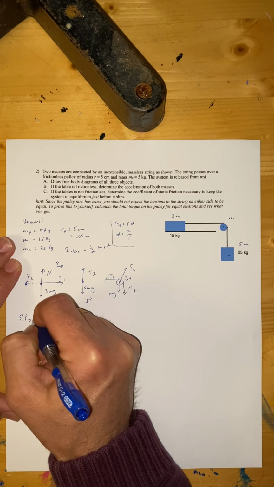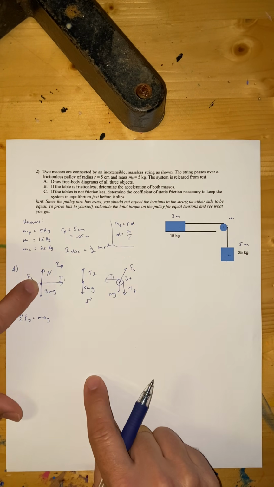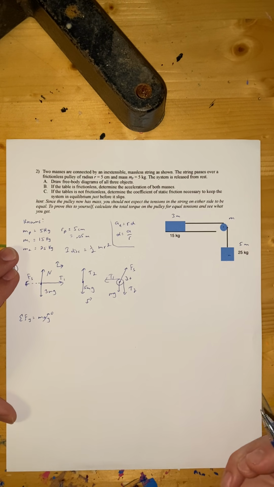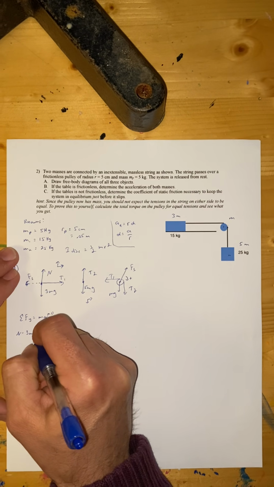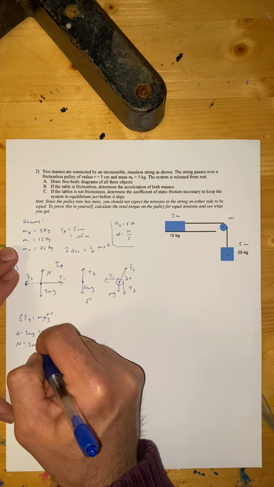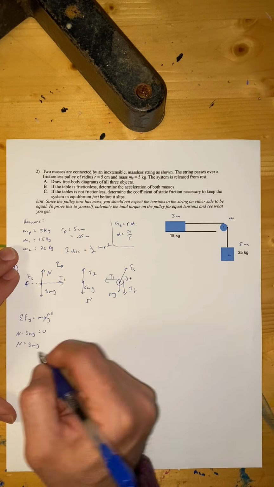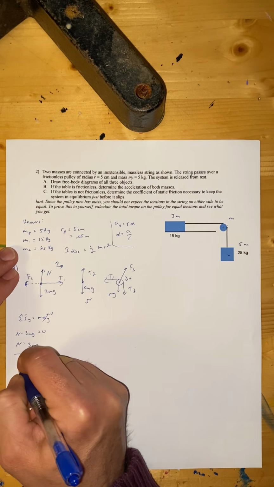Sum of the forces in the y direction is equal to m a sub y. We don't expect this to come off the table or go into the table, so that's 0. And so what I get is normal minus 3mg is equal to 0, so normal is equal to 3mg. Fair enough. Now let's look at the sum of the forces in the x direction. I'll just do it down here.